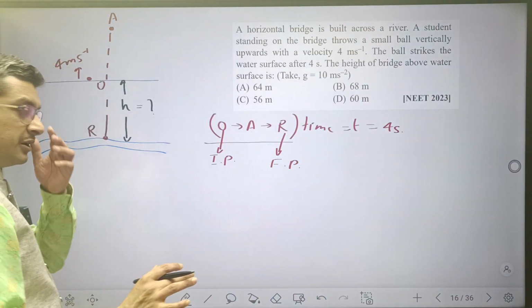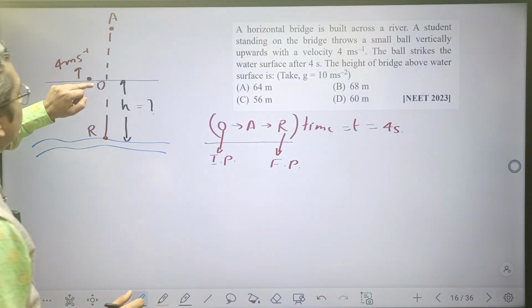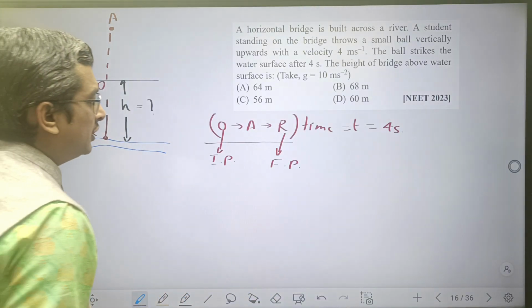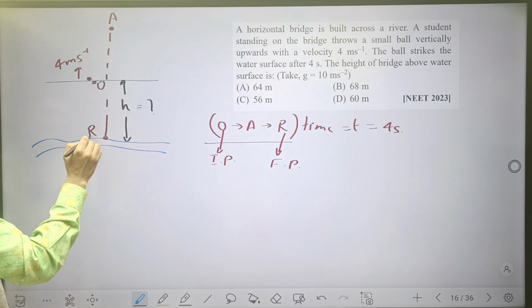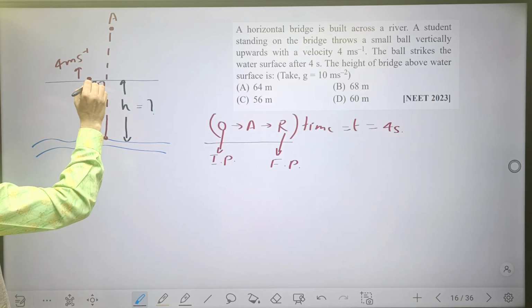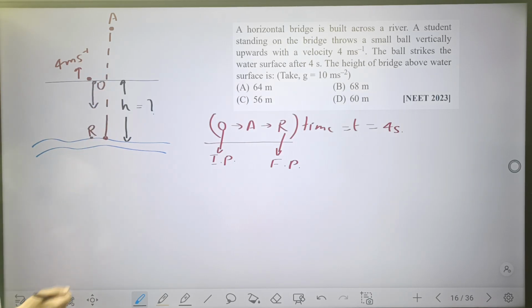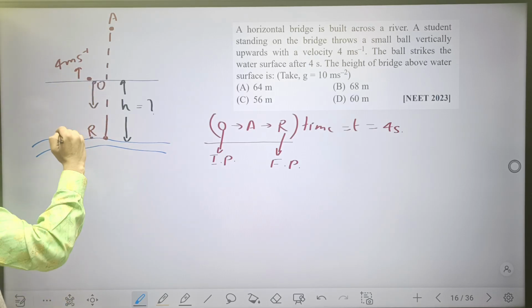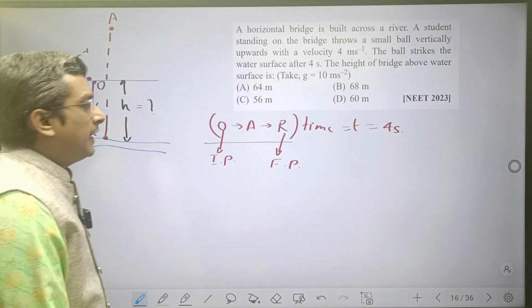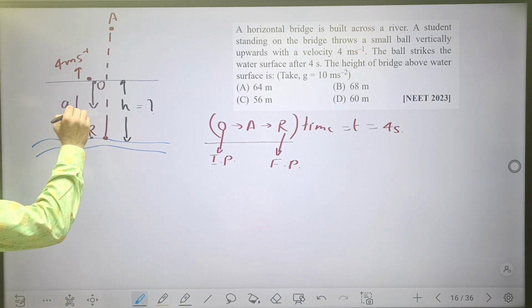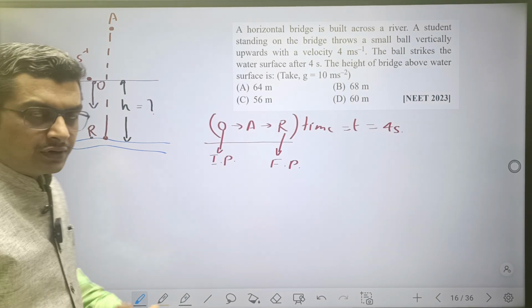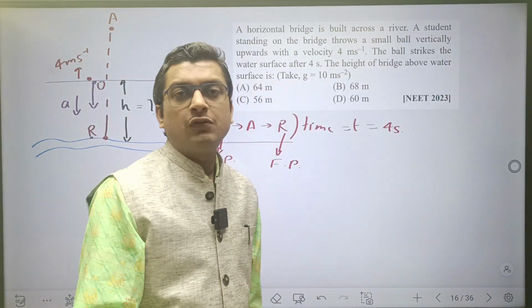So applying the concepts carefully, this is the initial position, this is the final position. So what is the direction of displacement? The direction of displacement is always from initial to final. So the direction of displacement is downward, isn't it? And the initial velocity is upward, and the direction of acceleration, that is acceleration due to gravity in such free fall cases, is always downward.